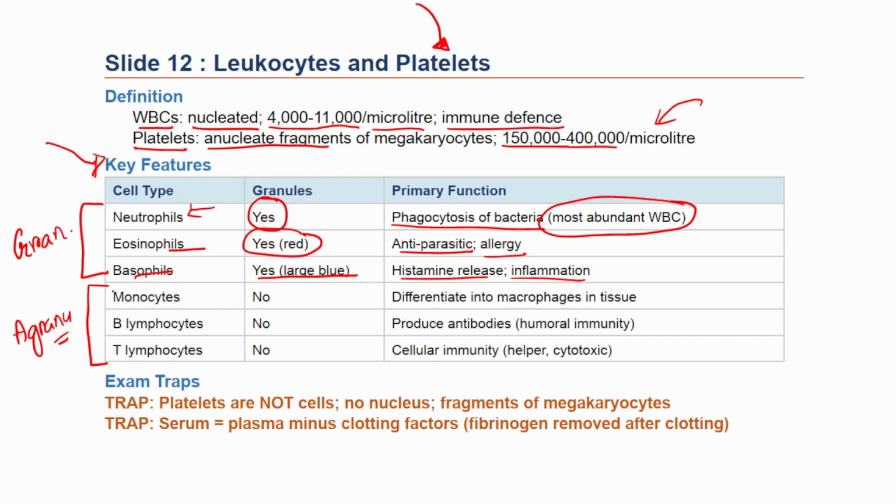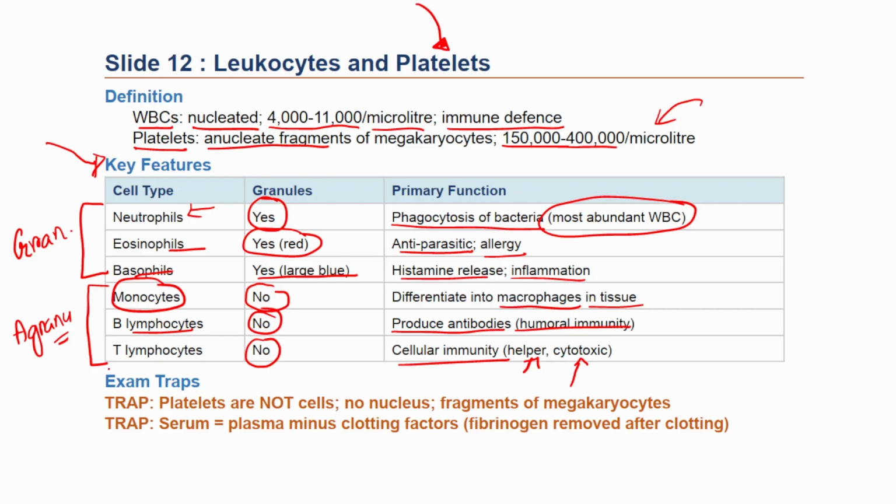Basophils are white blood cells with heavy, large blue granules, acting as the primary agents for histamine release and acute inflammation. Let me introduce inflammation in a few words. Inflammation means the body is reacting to a trauma or injury to heal itself. Now coming to agranulocytes, starting with monocytes. Monocytes don't have any granules and they circulate in the blood before migrating to differentiate into highly active macrophages in peripheral tissues. B lymphocytes also lack granules and function as the primary drivers of humoral immunity by producing targeted antibodies.